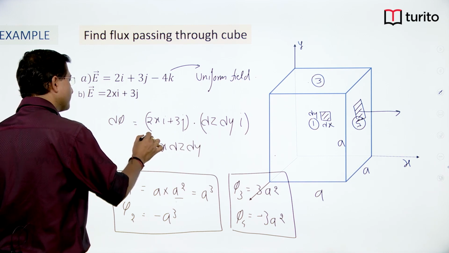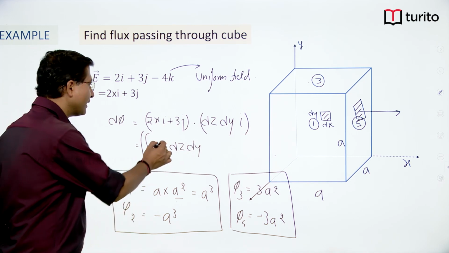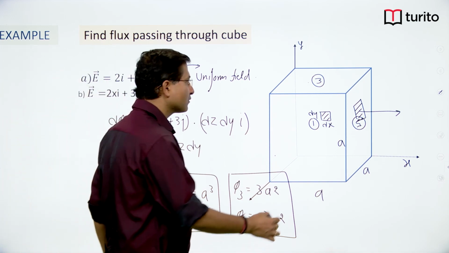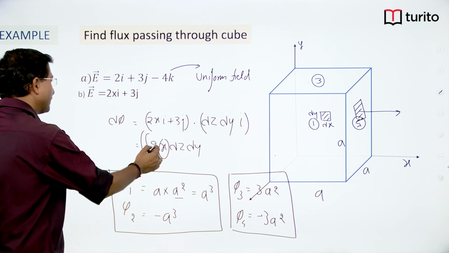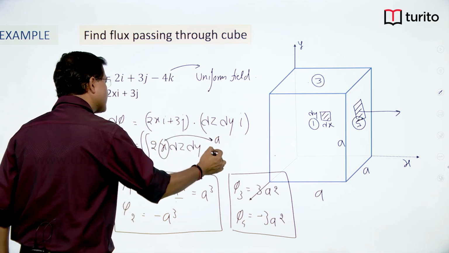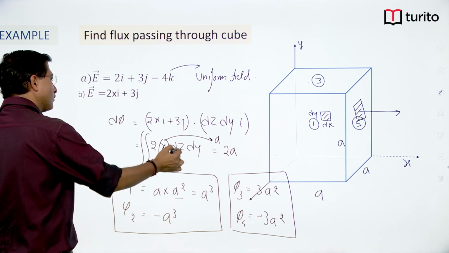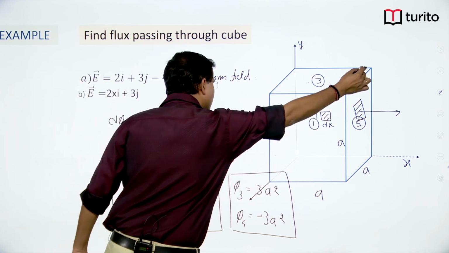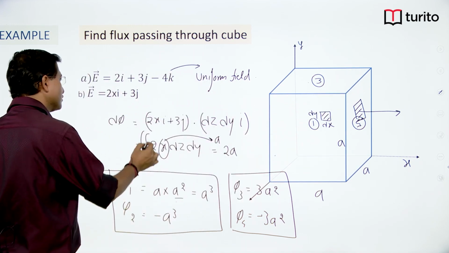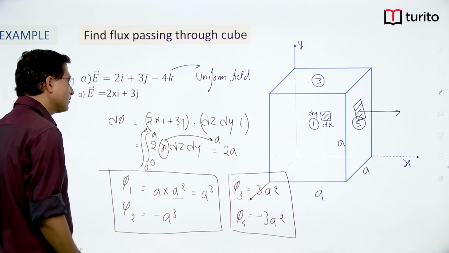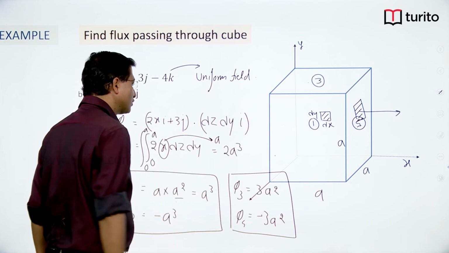Now, this I need to integrate, right. So, I have to place the limits of z and y because the value of x for this particular surface is a. So, here the value of x is a, which is fixed. So, a I can take out, this will become 2a, and the limit for z is 0 to a, and the limit for y is 0 to a. So, 0 to a, this is giving me a square, right. So, this will become 2a cube.